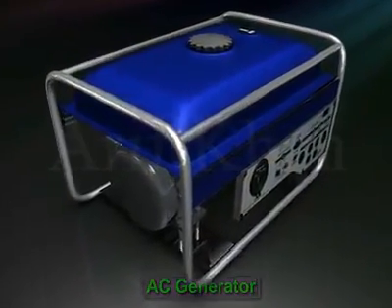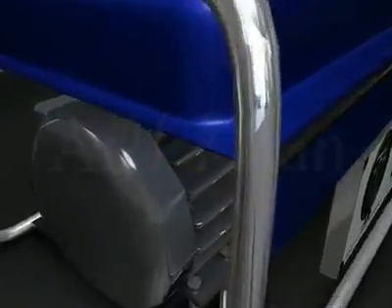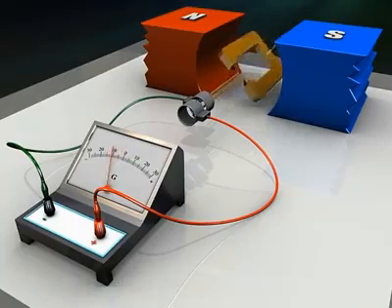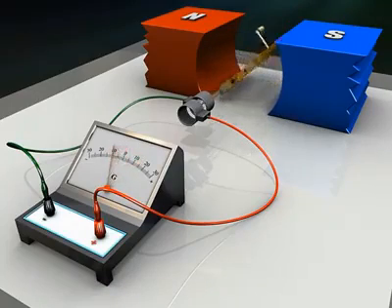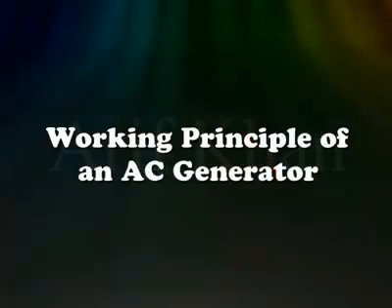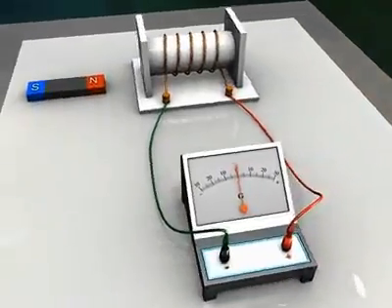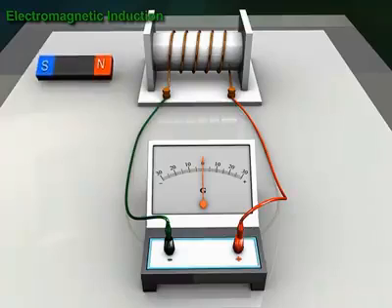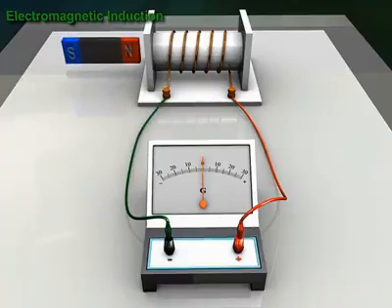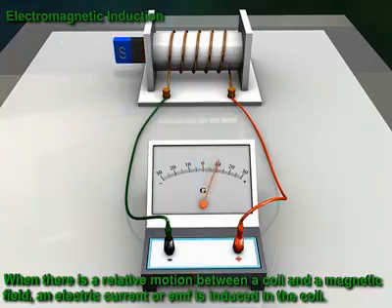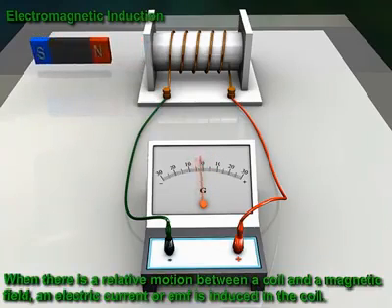An AC generator is an electric generator that converts mechanical energy to electrical energy in the form of an alternating EMF or alternating current. Working principle of an AC generator. An AC generator works on the principle of electromagnetic induction. In electromagnetic induction, when there is a relative motion between a coil and a magnetic field, an electric current or EMF is induced in the coil.